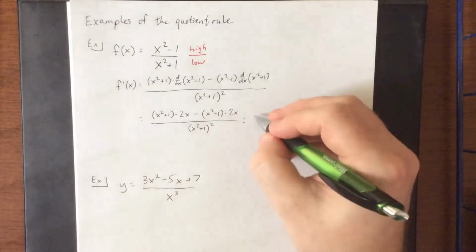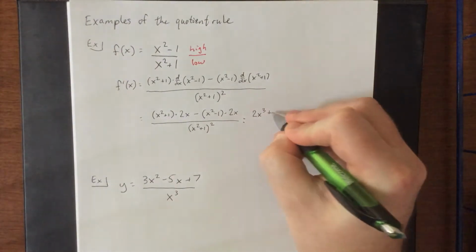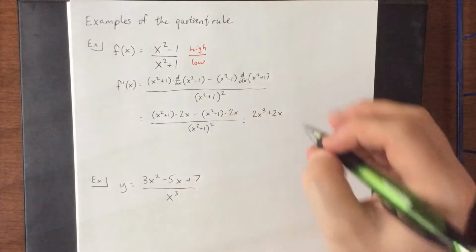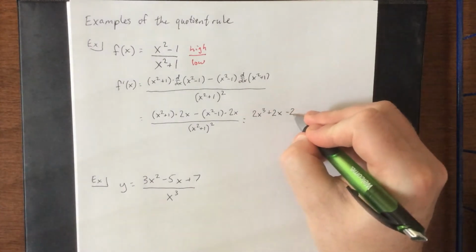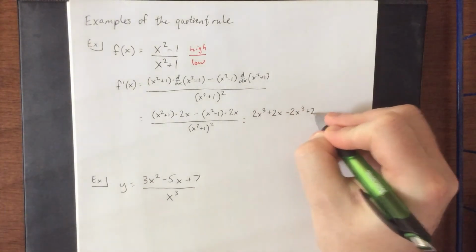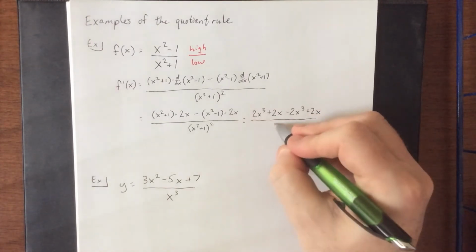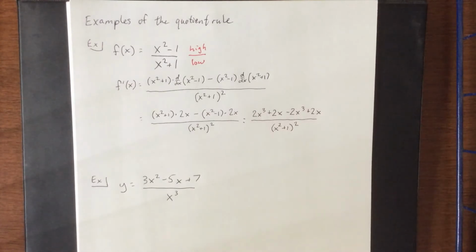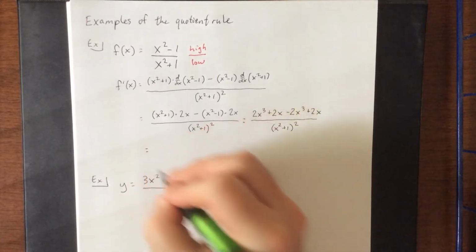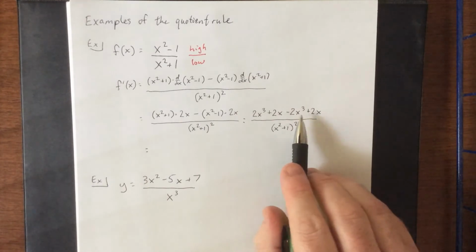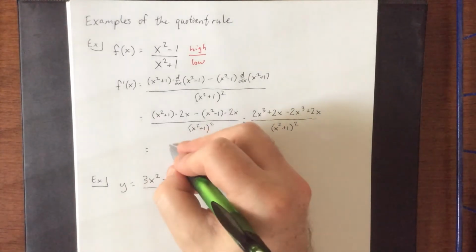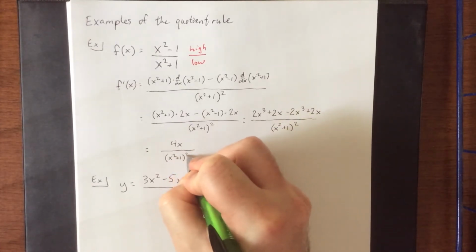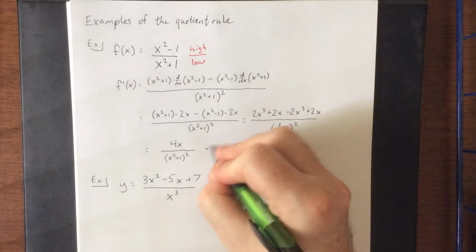Distributing the 2x in the first set of parentheses, that'll be 2x cubed plus 2x. Then distributing both this minus sign as well as this 2x, we'll see a minus 2x cubed and a plus 2x. Again, that comes from distributing the minus sign as well as the 2x. Now up in the numerator there are a couple of like terms that can be combined. The 2x cubed and minus 2x cubed will cancel. Positive 2x and positive 2x will become 4x. And the x squared plus 1 quantity squared will stay as it was. All set.